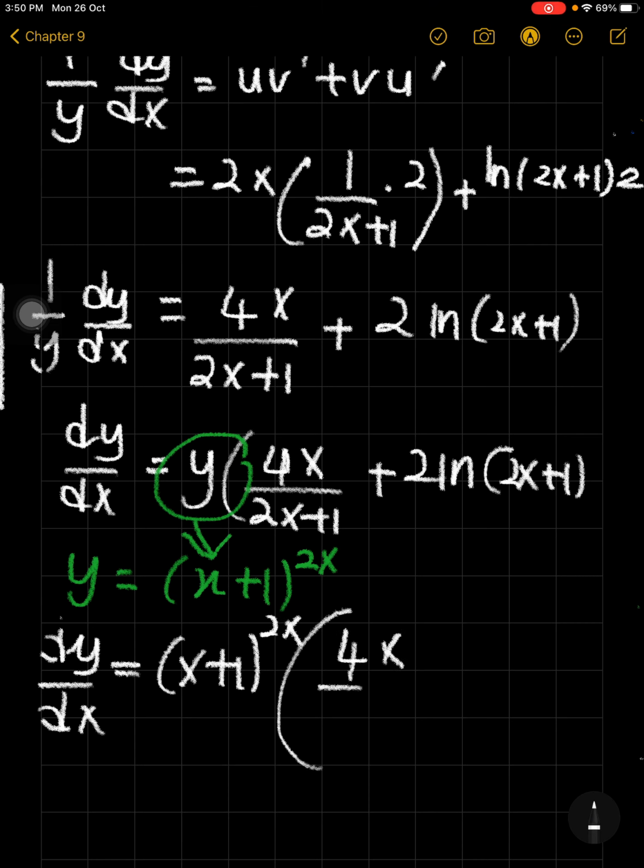Okay, so your answer is dy per dx is equal to (x plus 1) kuasa 2x, okay, 4x over (2x plus 1), you got 2. I made some mistake here. Okay, it's okay. Plus 2 ln (2x plus 1). So that's your answer.